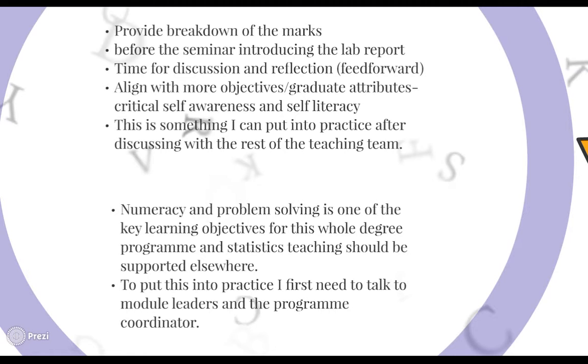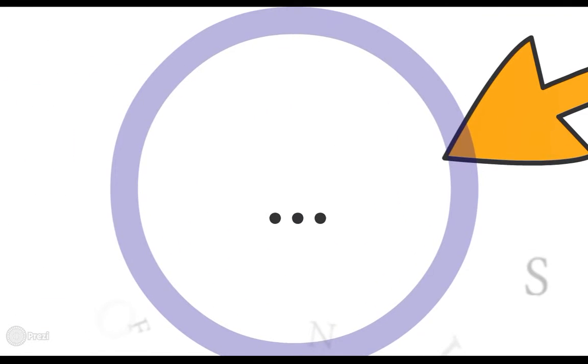Numeracy and problem solving is one of the key learning objectives for this whole degree. Learning methods behind research is important for conducting research, but also for understanding and critically reviewing research in psychology. I would like to see other modules promoting the usefulness of understanding research methods. Stressing the importance of quantitative research across the degree program might help provide an intrinsic motivation to learn for reasons other than grade. This is something I need to suggest to module leaders and the program coordinator. Hopefully these changes will be put into place and then the cycle of reflection and improvement can continue.